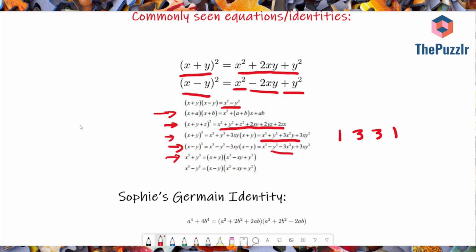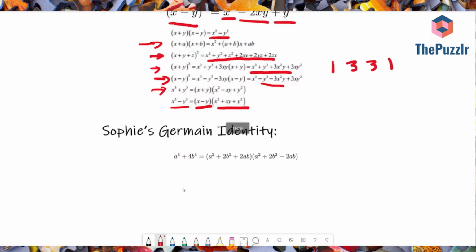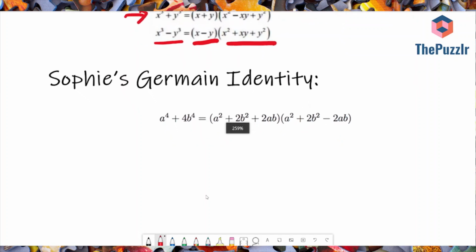Sum of cubes, pretty important: x cubed plus y cubed. You can't really derive this on the test, so this is something that you need to know. It's (x+y) times (x squared minus xy plus y squared). And then the negative version of that: x cubed minus y cubed equals (x minus y) times (x squared plus xy plus y squared). And here's a special identity that is very helpful to know.